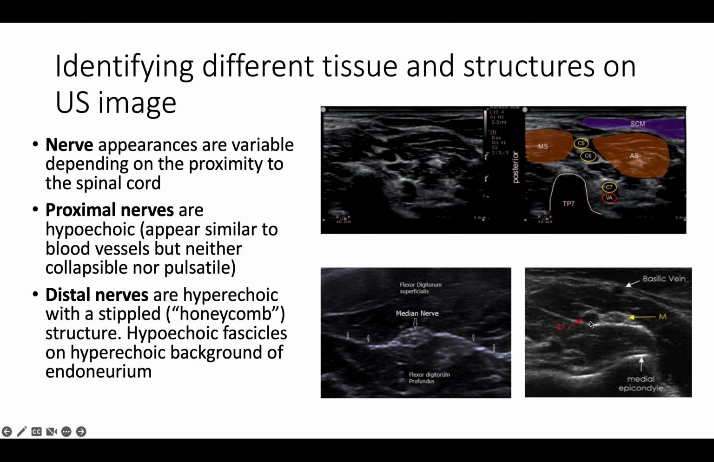So another example here, we have a vessel here, right? This is the ulnar artery, right? And right here we have the ulnar nerve, a hyperechoic ulnar nerve.